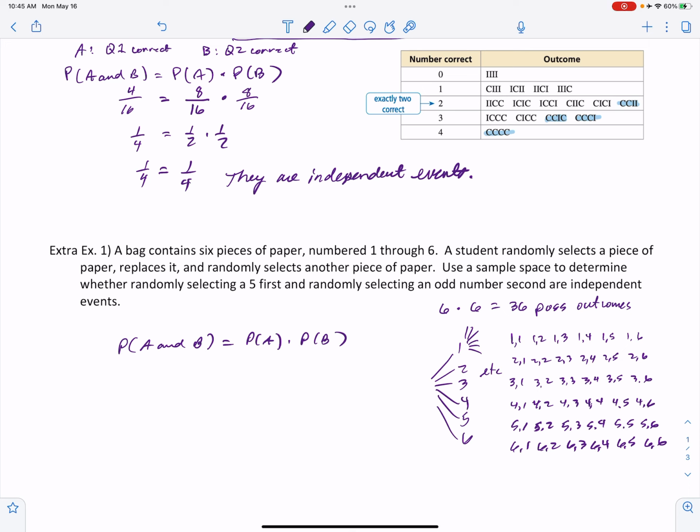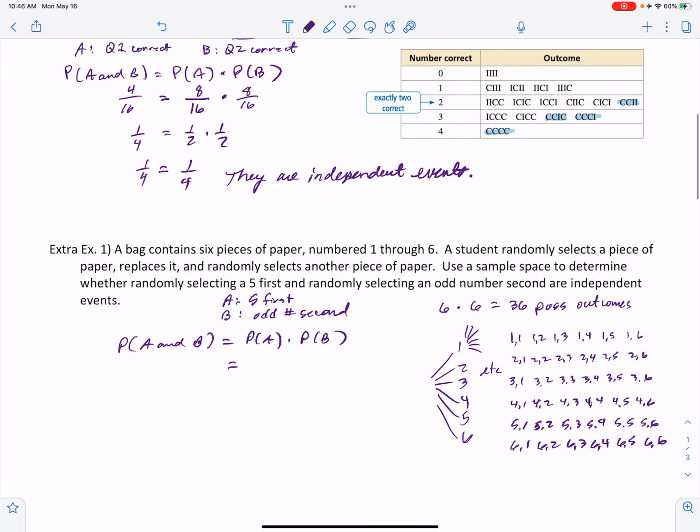And so it says, use a sample space to determine whether randomly selecting a 5 first and randomly selecting an odd number second are independent. Well, randomly selecting a 5 first, I'm going to let that be event A. And event B is going to be an odd number second. If I look at this set of outcomes, the probability that I get a 5 first is this row right here, and that's 6 out of 36.